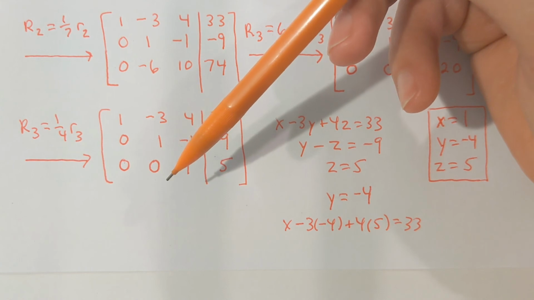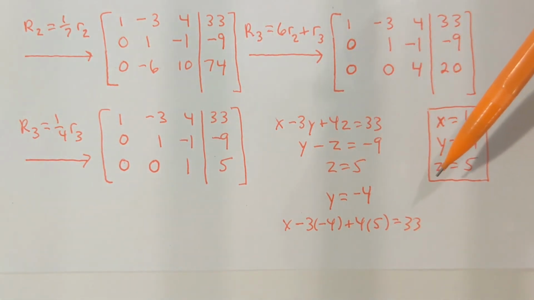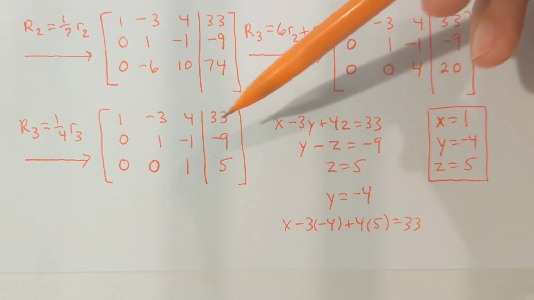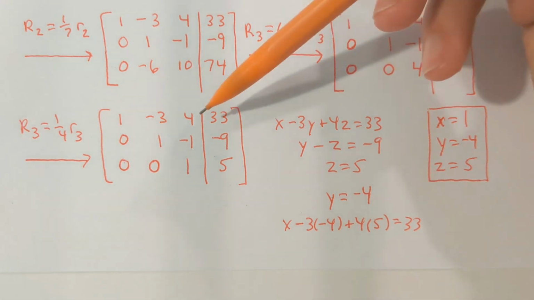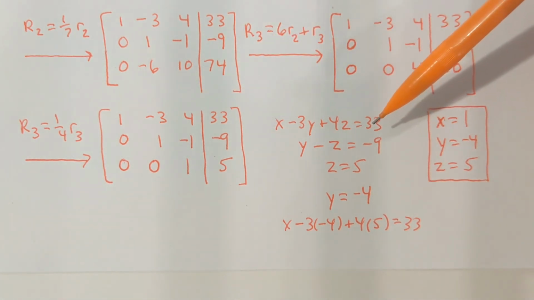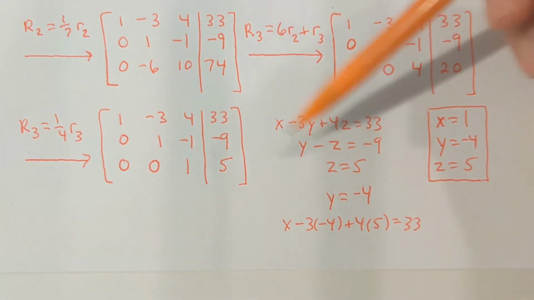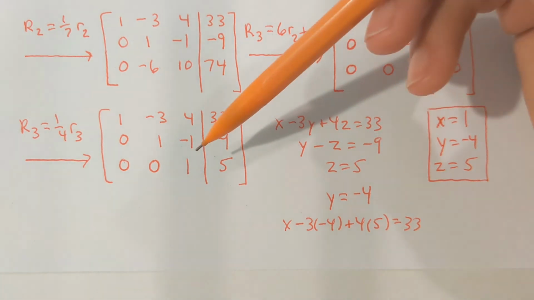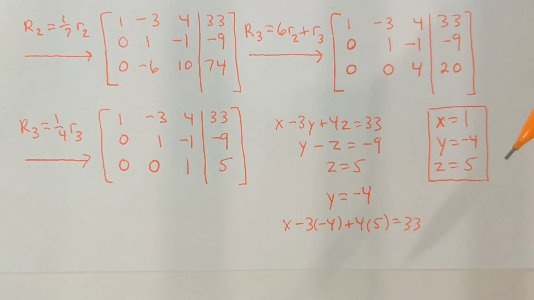When you're in this form, you'll want to convert back to a system, and at that point you'll either know one of the variables or you'll know the answer to the problem. Okay, so I've converted this matrix back into a system. I've got a 1 in front of x, a negative 3 in front of y, a 4 in front of z, and a 33 on the right. In the second equation, I don't have any x's there, but a 1 in front of y and a minus 1 in front of z, and a negative 9 on the right. And then in my third equation, I've got a 1 in front of z and then a 5 on the right. So z is 5.